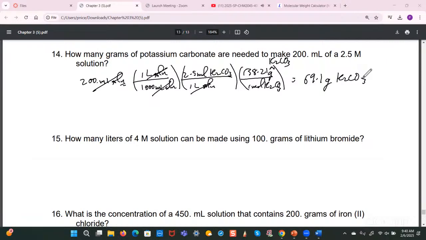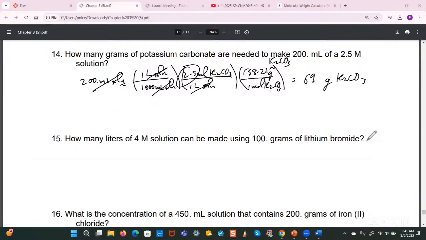Why is it 360 not 2? Because, oh, you know what? You're right. It should be 2, because of the 2.5. Thank you. Yeah, it should be 2. So that should be 69 grams. All right, so that's basically what that is. Any questions about this? Okay.